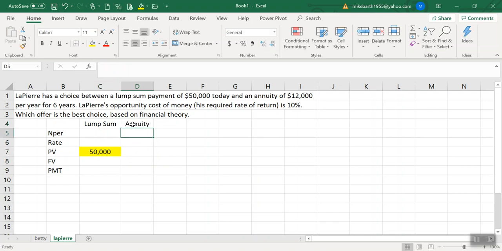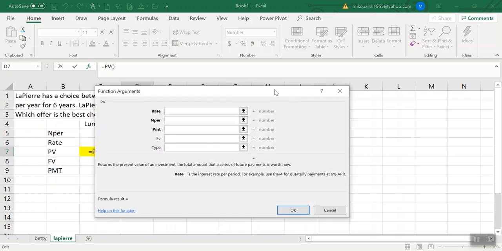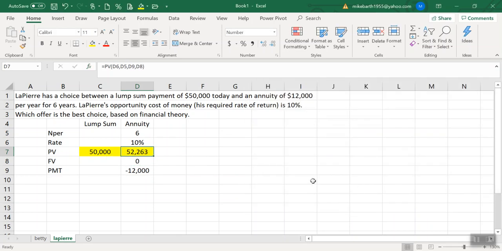The annuity payment would be a grand total of 6 payments of $12,000 each, discounted at 10%. So 10% interest, 6 payments. Each payment's $12,000, and no other payments beyond that. And the annuity payments are worth $52,263. They would be a better deal.